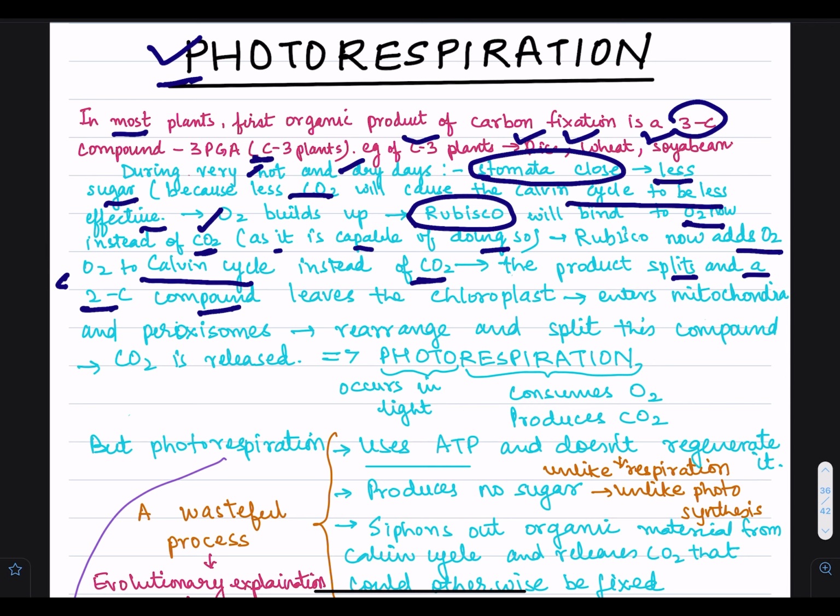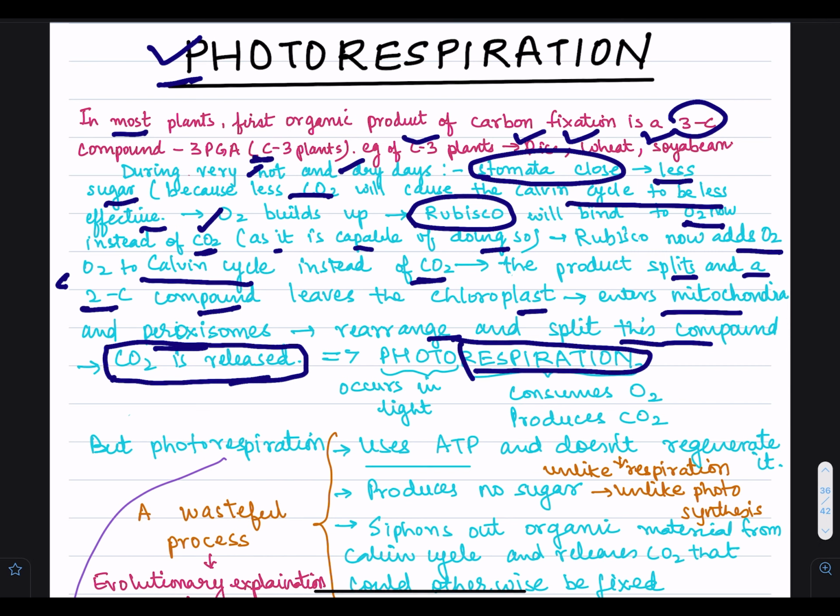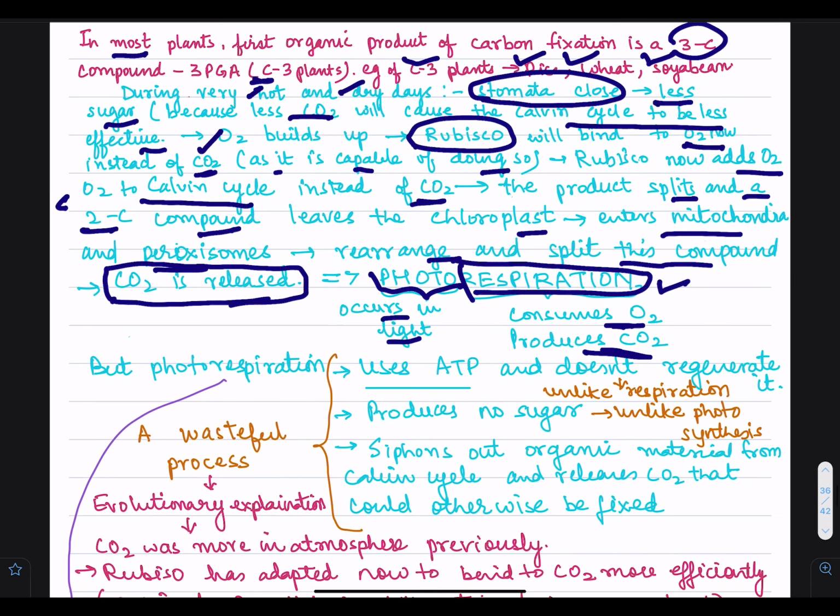This two carbon compound will leave the chloroplast, and it will enter mitochondria and peroxisomes. It rearranges and splits. Carbon dioxide is released after splitting. So, the release of carbon dioxide is what? It is actually respiration. Photo, because it occurs in light, it is releasing carbon dioxide and consuming oxygen. So we call this photorespiration.